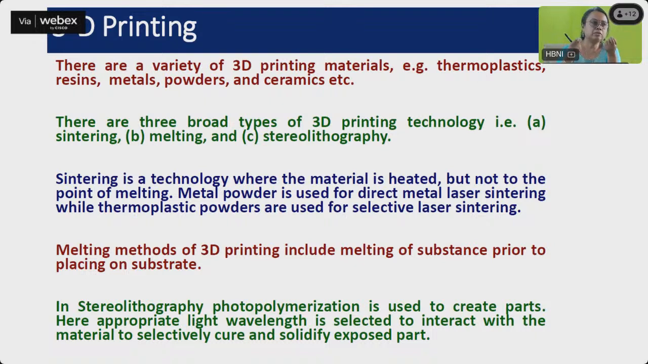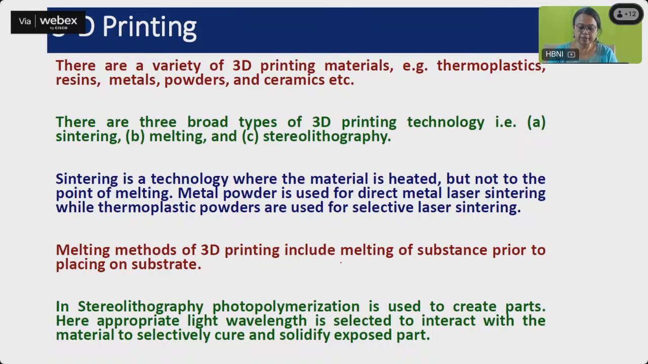So some polymer or some plastic is there which can be melted, and then during the printing they will fuse together. Or stereolithography is there, we will be coming to it. So sintering is a technology where the material is heated but not to the point of melting. Metal powder is used for direct metal laser sintering, while thermoplastic powders are used for selective laser sintering.